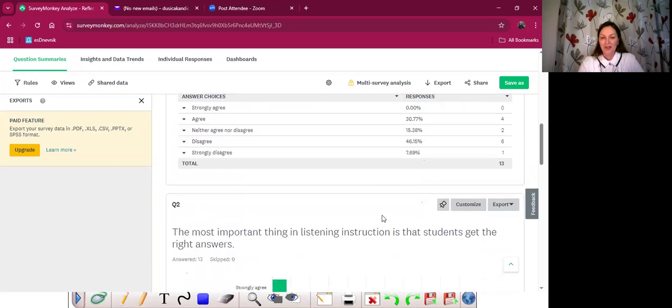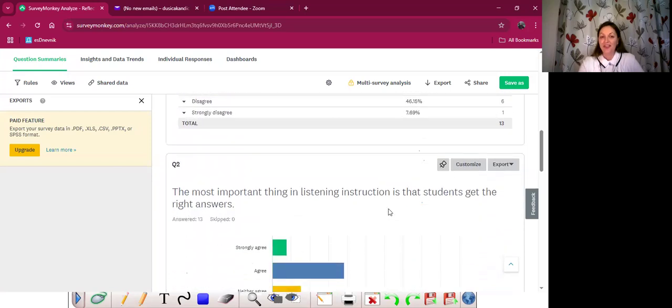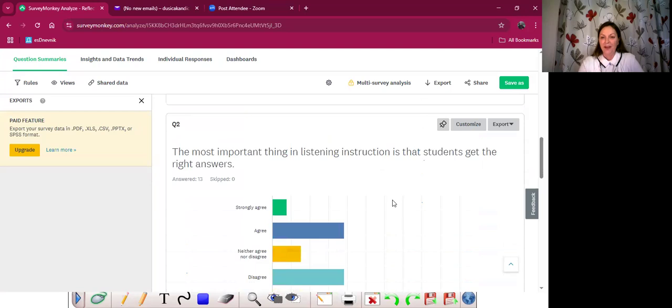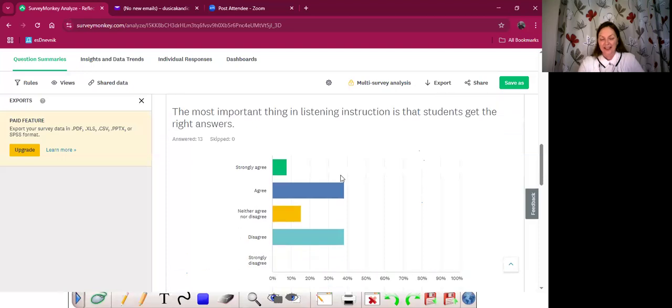Next question. The most important thing in listening instruction is that students get the right answers. That is the point, but it's not the most important thing. At least for our students while we are practicing. If assessment is the only goal, it adds to their stress. And when they're stressed, the affective filter rises and they just cannot hear anything.